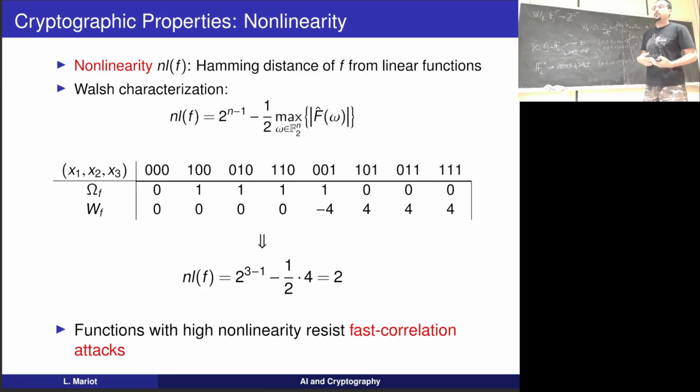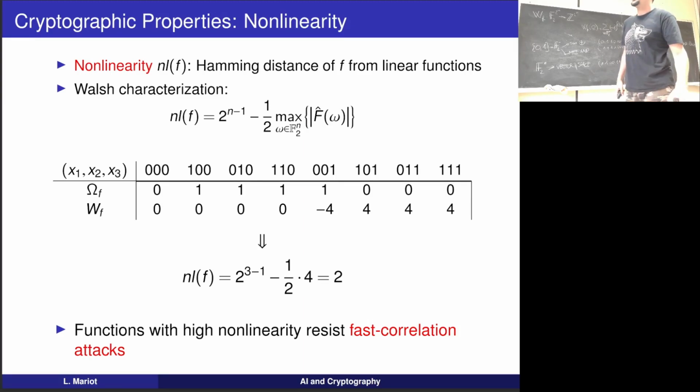And again, functions need to have high nonlinearity when used in the combiner model because they can resist what is called the fast correlation attacks. So if we have a nonlinearity that is too low, it means that we can approximate this function with a linear function. And with that, we can try to predict what will be the next bit, basically.